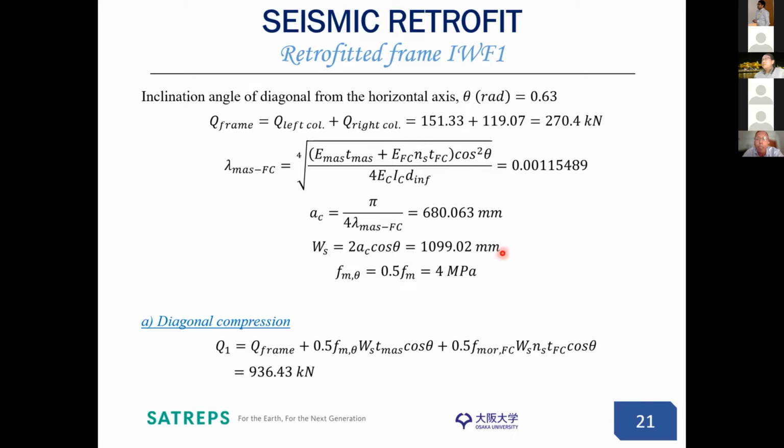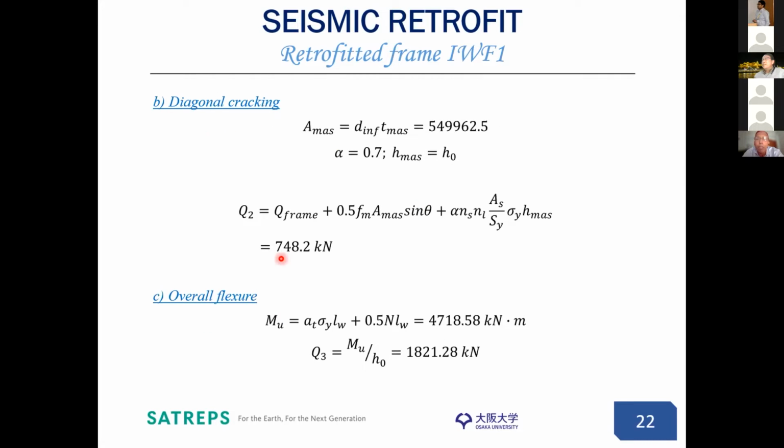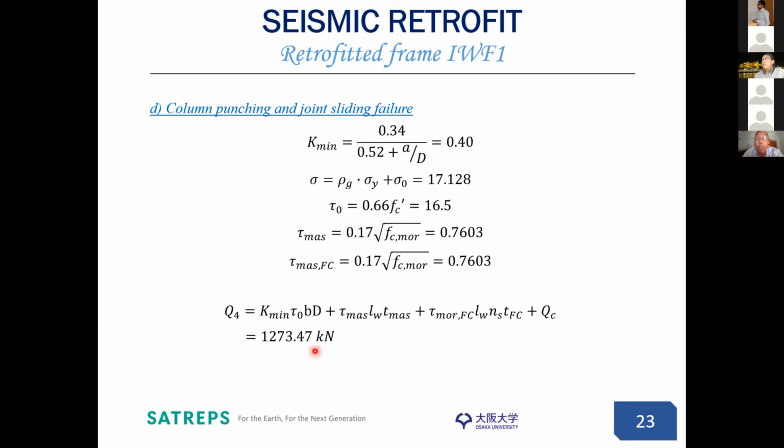And these are some parameters which will be required for determining the capacity of one of the 4 probable failure methods of this mechanism. So diagonal compression was found to be 936, as explained by Dr. Sen before with the formulas. And then diagonal cracking was found to be 748 with these equations, and everything is here, actually shown in more detail in the manual. And overall flexure capacity is this much. As you can see, it's much higher than diagonal cracking. And column punching and failure, this is also much higher than the other 2 methods.